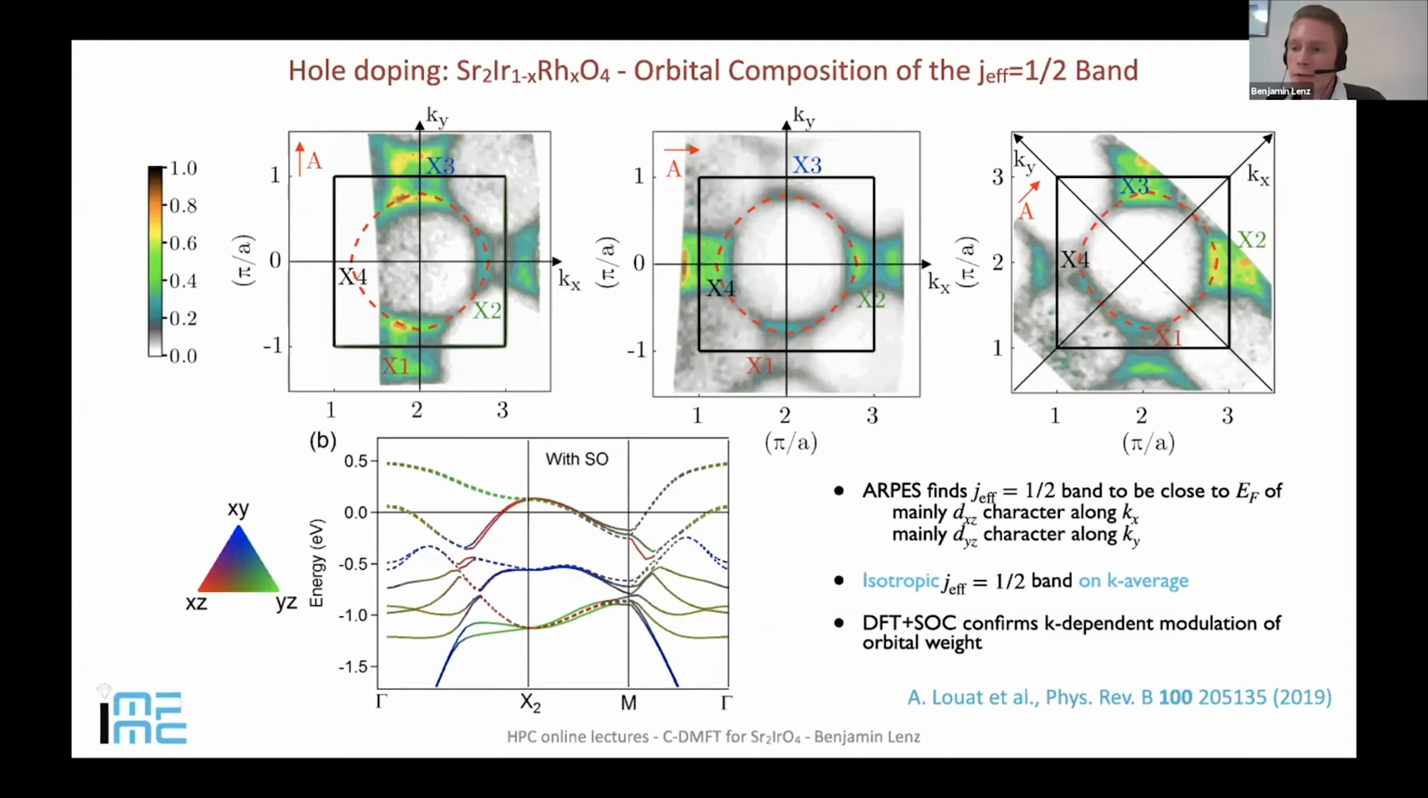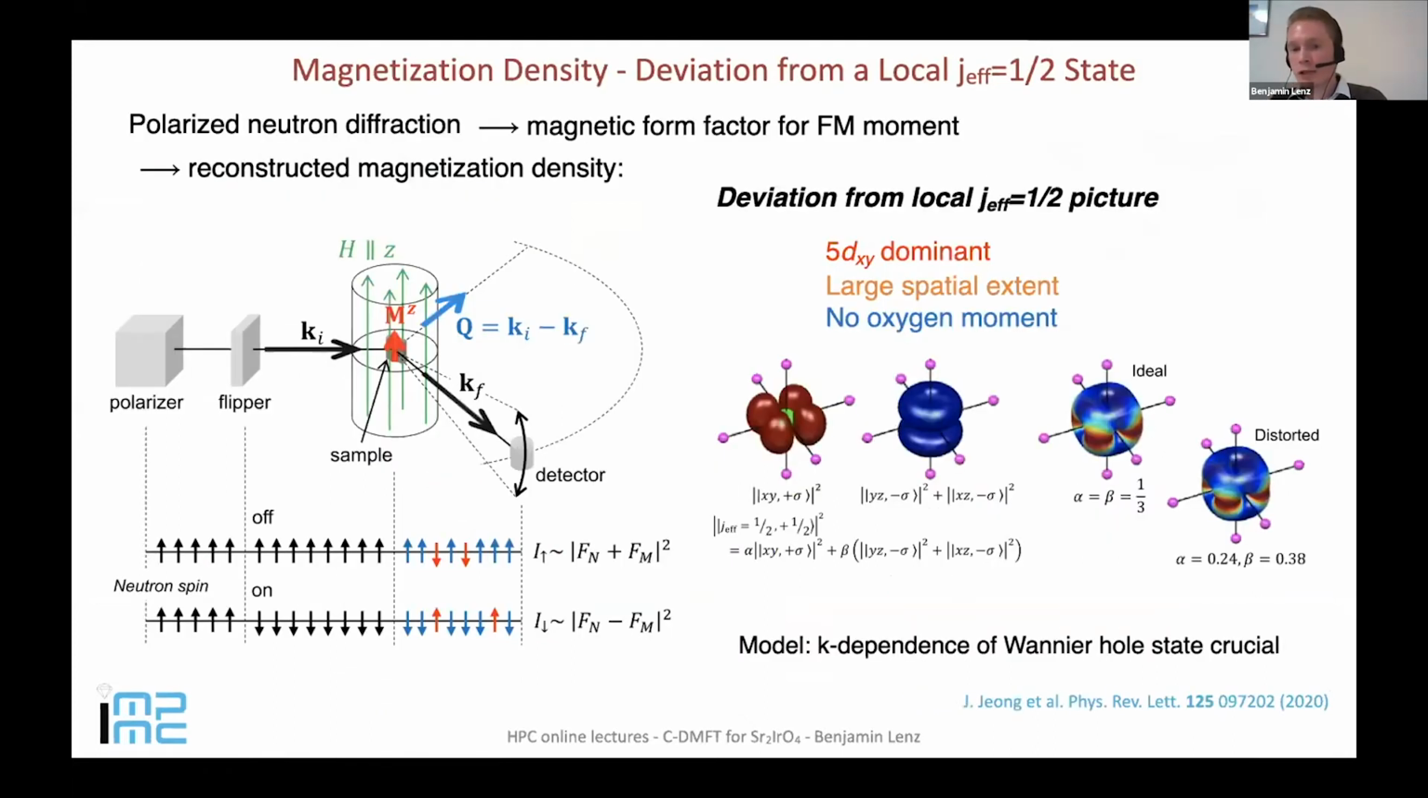Another important piece of information which we would miss is the magnetization density, or an explanation for the magnetization density. This is something you can address, for instance, via polarized neutron diffraction. Because this is not a perfect antiferromagnet, but has a slight canting, you have a very tiny ferromagnetic moment that you can use for polarized neutron diffraction in order to reconstruct the magnetization density.